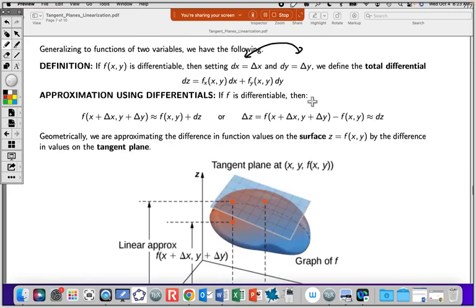Here we've got two independent variables, dx and dy, so dz would be the approximate change in z. We're going to set that equal to the rate of change of z with respect to x times the change in x. So this is going to calculate the change in z coming from the x direction. And then I've got my fy delta y. This is your change in z coming from the y direction.